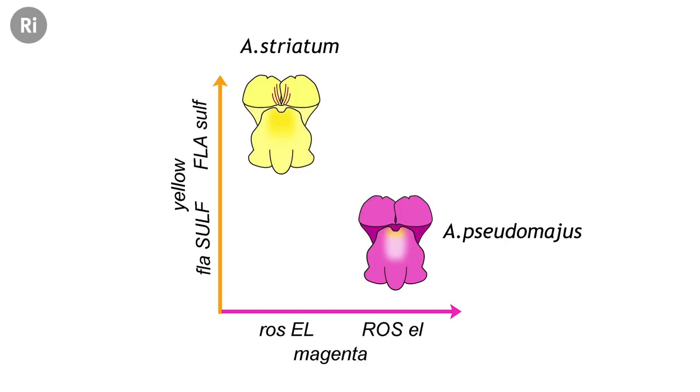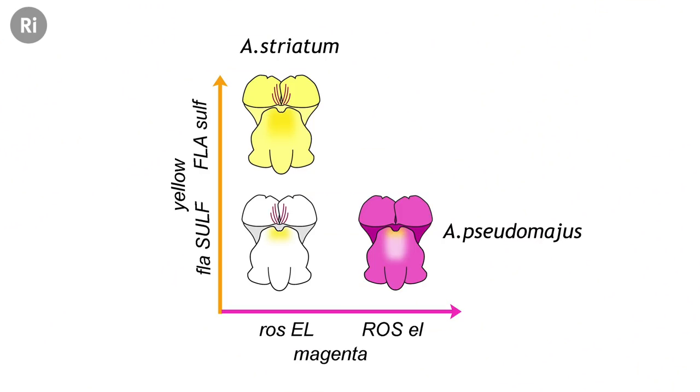And so you end up with this restricted magenta highlight over the yellow flower. Whereas pseudomagus has the other combination. It has high magenta and highly restricted yellow, and that generates the yellow highlight on the magenta background, just through the action of these four different genes.